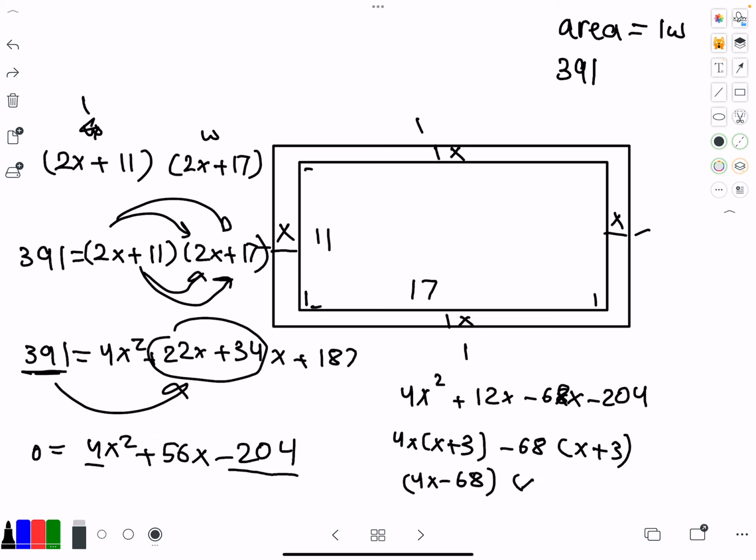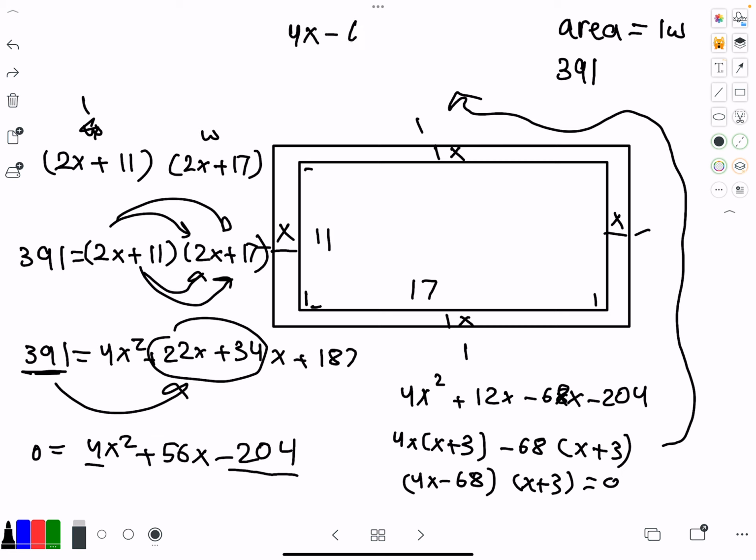And x plus 3 equals 0. Now you split them right away. I'm going to continue it up here. Okay? 4x minus 68 is equal to 0. 4x is equal to 68. Divide by 4. Divide by 4. But that's still going to be negative. Yeah, it's still going to be negative. x is equal to negative 17.